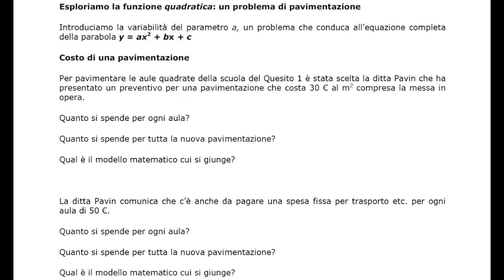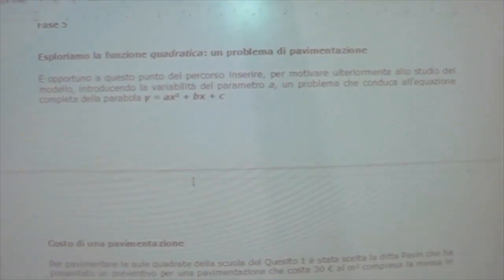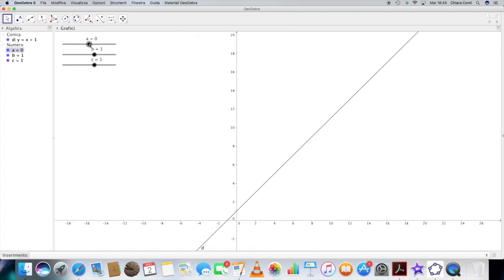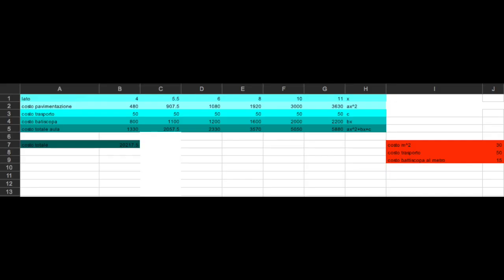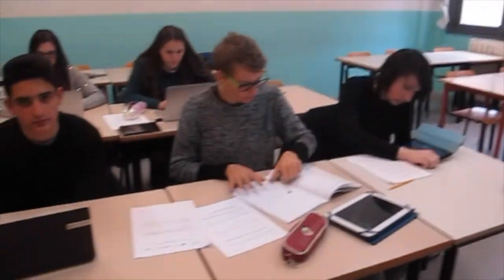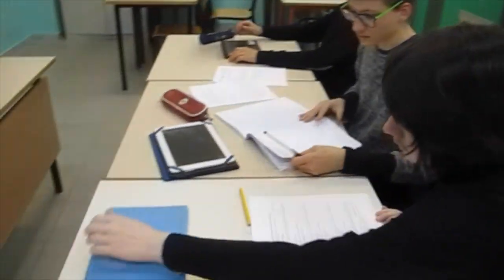Y equals ax squared plus bx plus c. To complete this phase, we analyzed the text and noted that it could be reduced to a second-grade equation, so we marked the basic form ax squared plus bx plus c, where we take the floor cost as a, x as the length of the classrooms, b as the cost of skirting boards per meter, and c as the fixed cost. So we have 30x squared plus 15x plus 60.